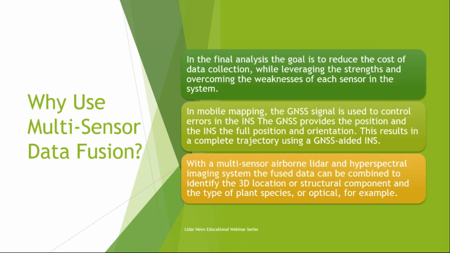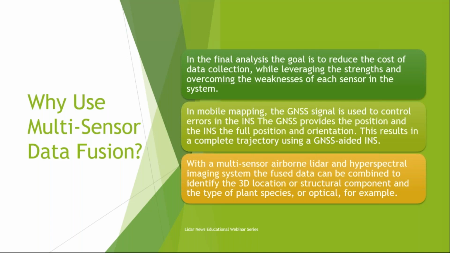So why are we seeing an increase in use of multi-sensor data fusion? Two reasons: better information can be derived from the combined data streams, and it is generally more cost-effective to collect all of the data at one time, time being the operative word. In the case of GNSS-aided INS, the integration of the two systems produces a position and orientation solution that retains the dynamic or relative accuracy of the INS, but has the absolute accuracy of the GNSS.